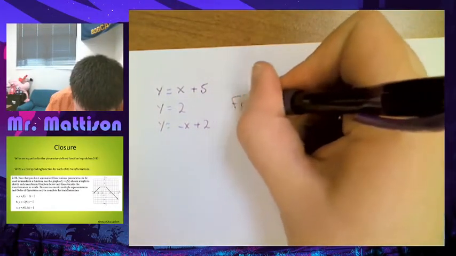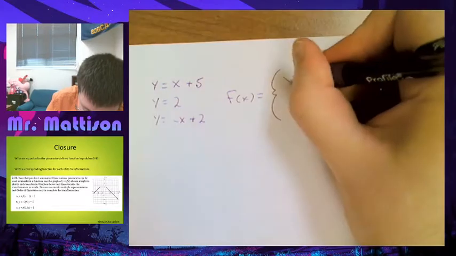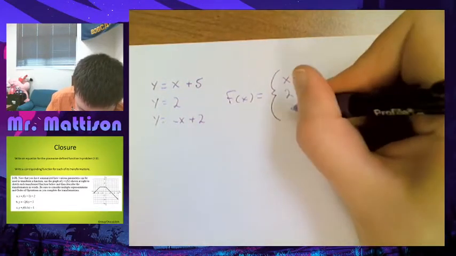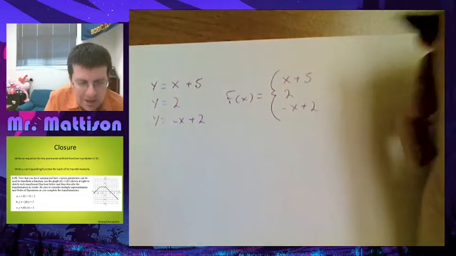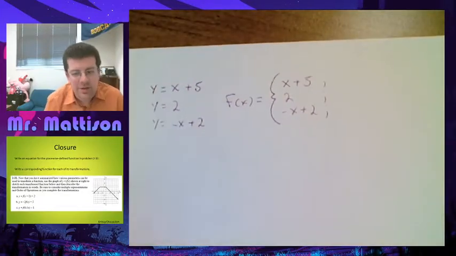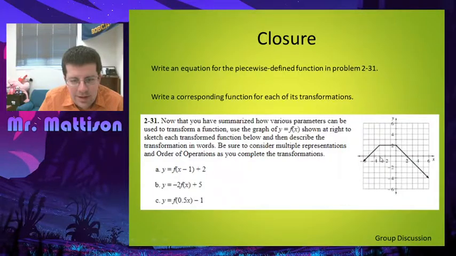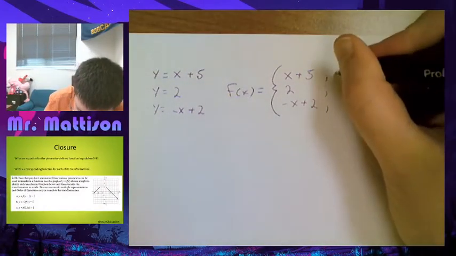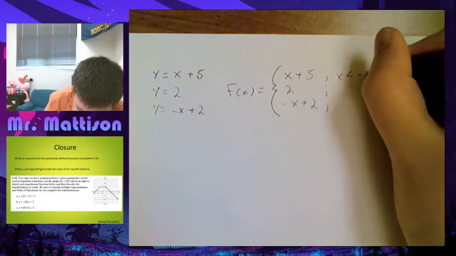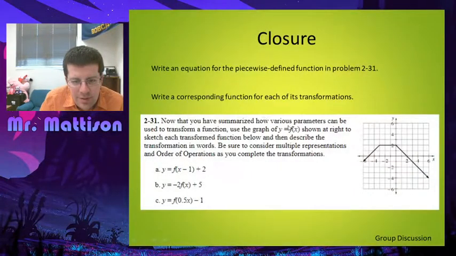So I need f of x equals, and I'll do my little curvy bracket thing, and then I'm going to have the x plus 5, the 2, and the negative x plus 2 as my different portions of it. And then, what are my domains for each of those parts? Well, the first one, this is going to be every value that is less than negative 3. So for all values of x that are less than negative 3. Okay. And then my middle portion, that is from negative 3 to 0.